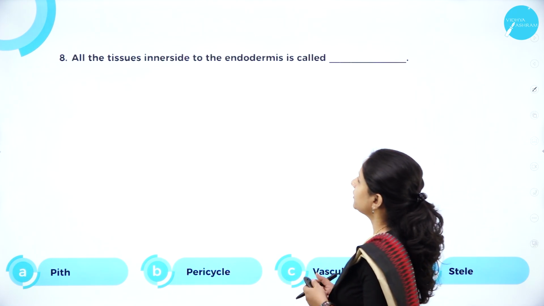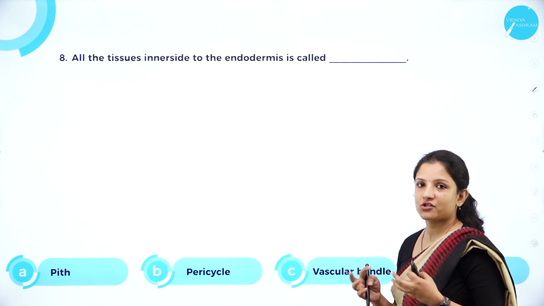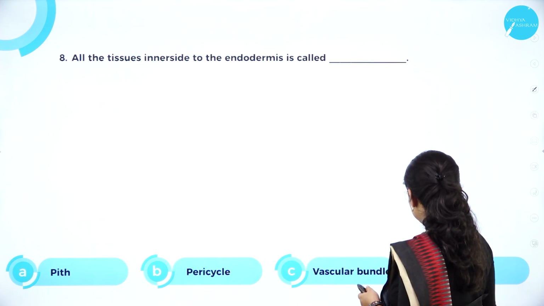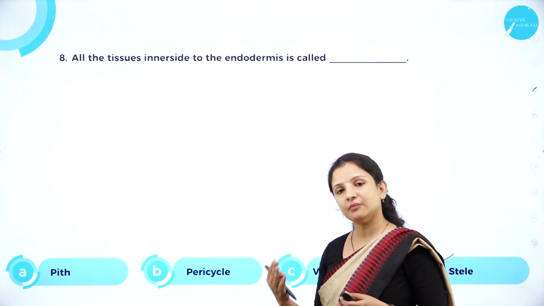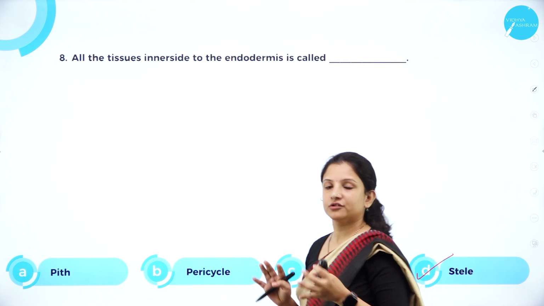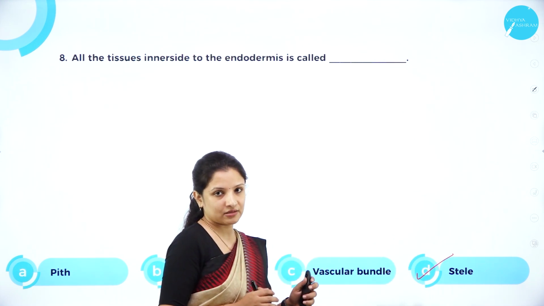Next question. All the tissues inner side to the endodermis are called pith, pericycle, vascular bundle, stele. So pith, pericycle, vascular bundle, all that comes within the endodermis itself. What is it collectively called? Collectively they are called stele. So option D is the answer here.